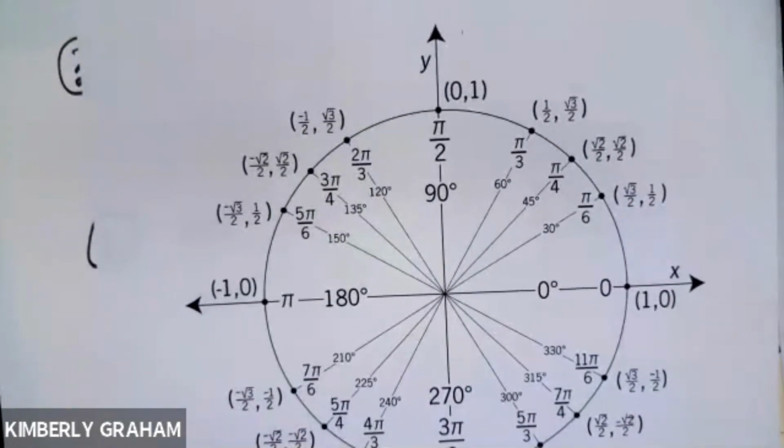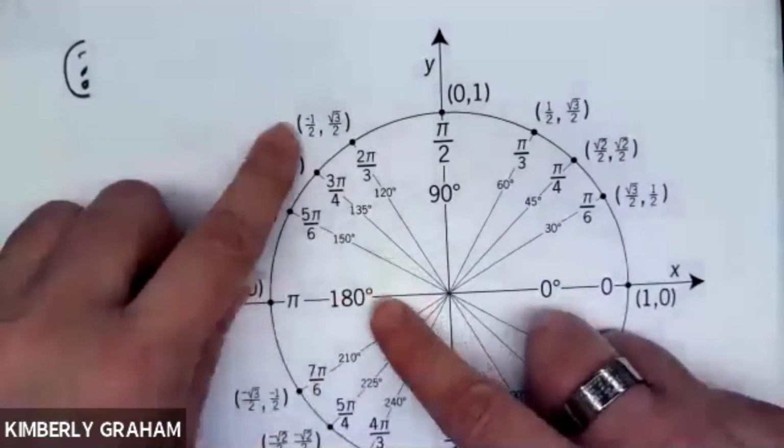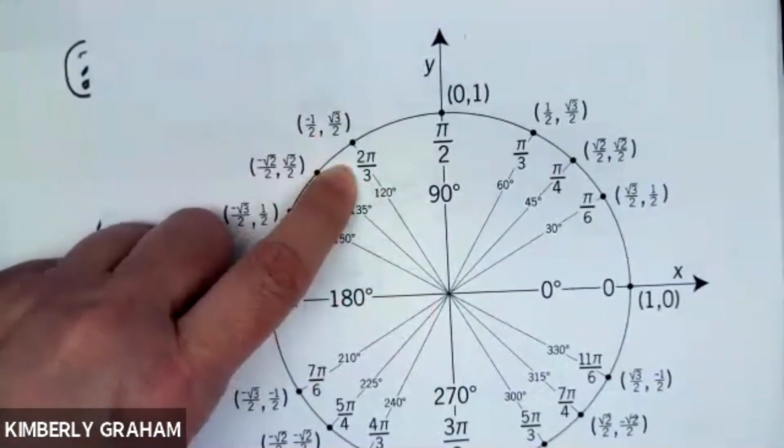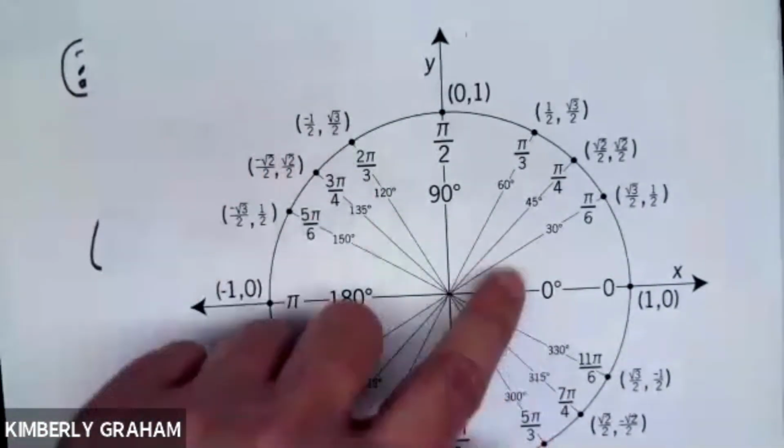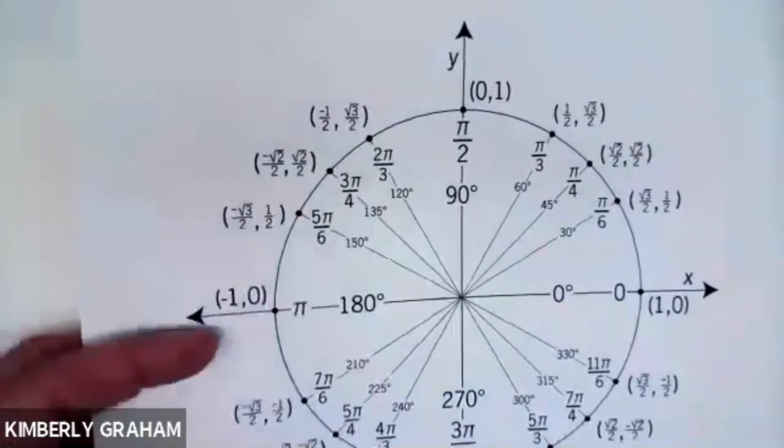And you need to be sure that you're looking at the correct coordinate. Do I need to be looking at the x coordinate or the y coordinate? I'm looking at the x coordinate of negative 1/2 here, and that is going to be 2 pi over 3, and that is the correct name for that angle.